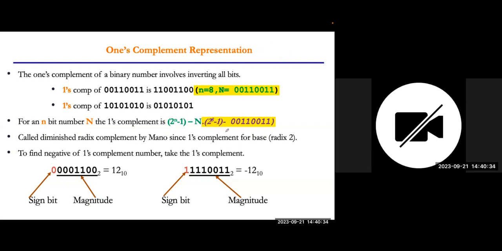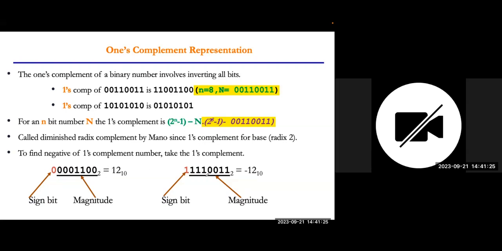This is called the diminished radix complement, since the ones complement is for the base, or radix, 2. To find the negative number in ones complement, you take the ones complement. For a positive number, the signed magnitude representation is what we have seen in the previous case, that is 0, 1, 1, 1, 1. It is a positive number, so there is no change in the binary representation between ones complement and signed magnitude.